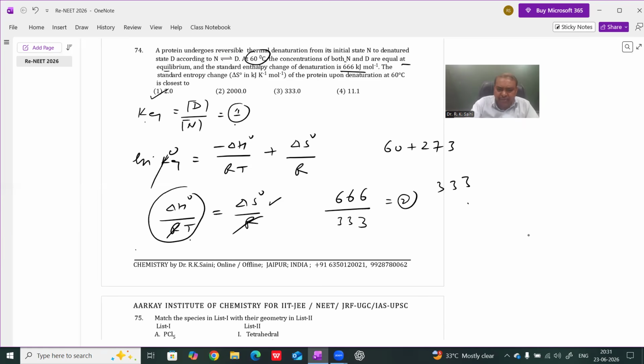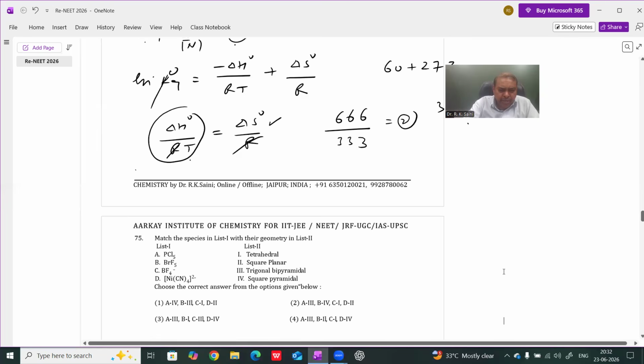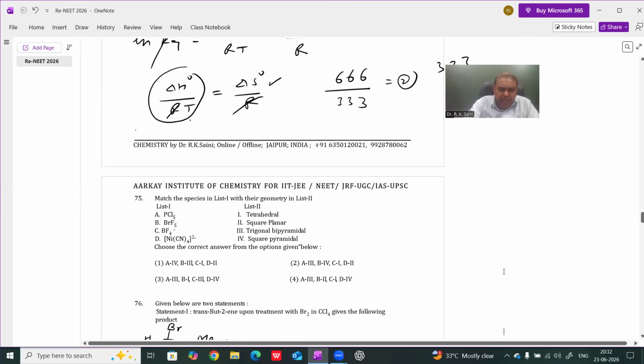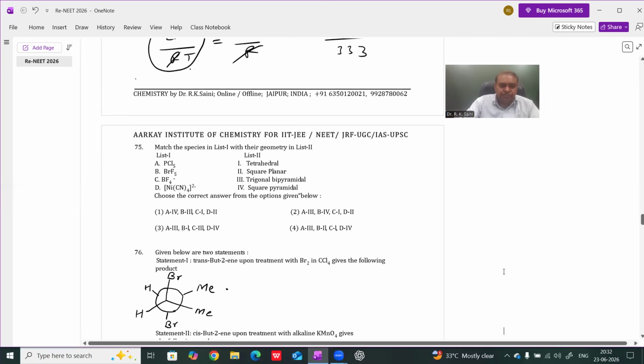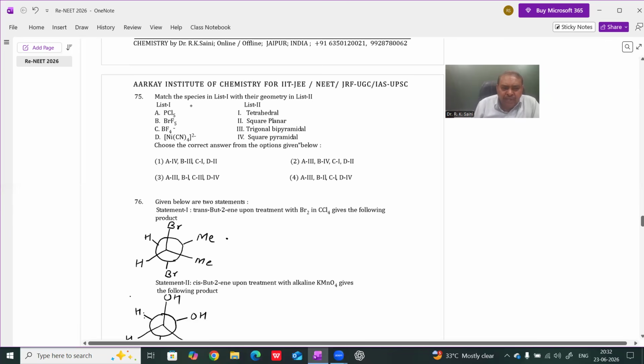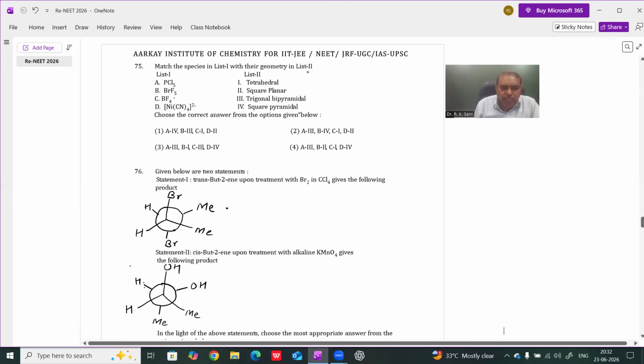Question next, 75, very simple and based upon hybridization in chemical bonding, simple geometry and hybridized shape. PCl5 is sp3d and has trigonal bipyramidal shape.